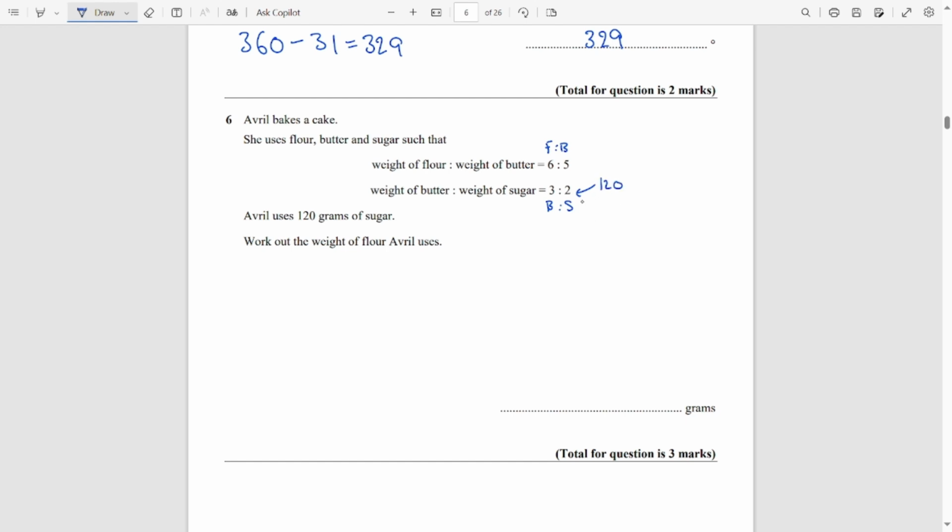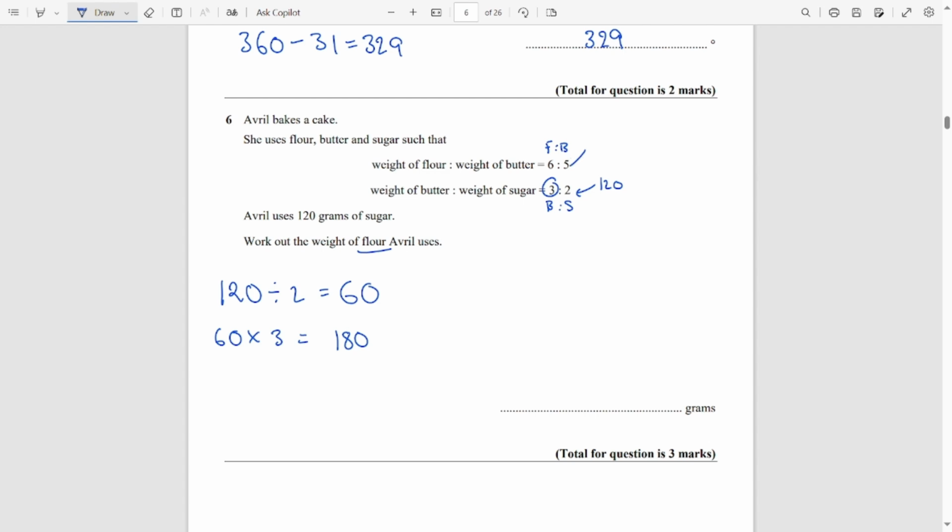Now the 120 grams needs to represent two parts, at least in this second ratio here. I'm going to do 120 divided by 2 to get one part. So one part is worth 60 grams. Now I want to go to the flour, but I think I'm going to have to use that butter as kind of like a stepping stone. So if one part is 60, and I can see here the butter is worth 3 parts, I'm going to do 60 times 3 to see how much butter she used, and that would have been 180 grams.